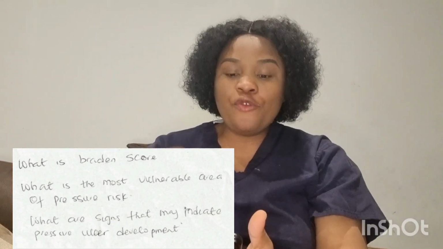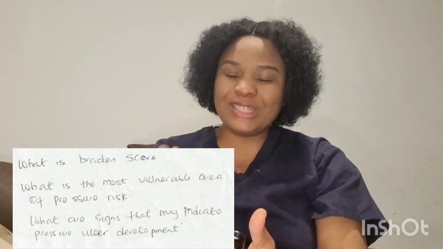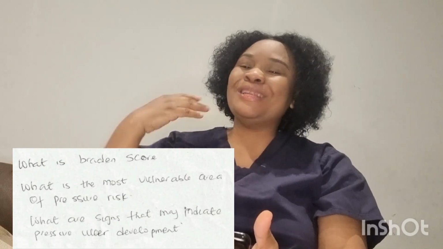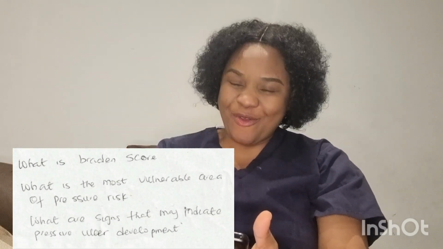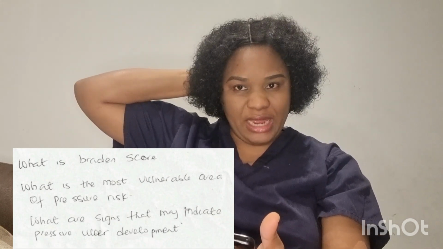Now the second question is, what are the most vulnerable areas of pressure ulcers? The acronym I use is BEST. B, number 1, back of the head. The second B, buttocks. E, ears. E, elbows. S, spine, sacrum, and shoulder. Then T, toes and temporal region of the head. Tick.